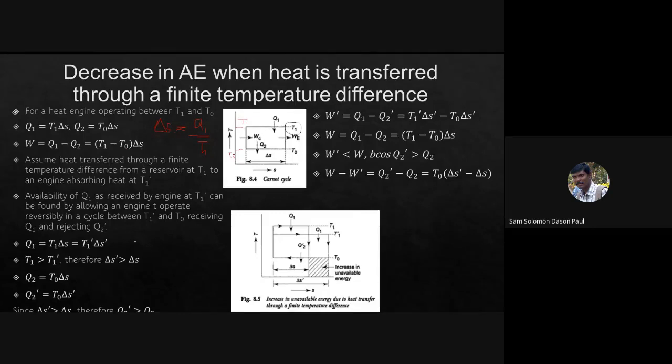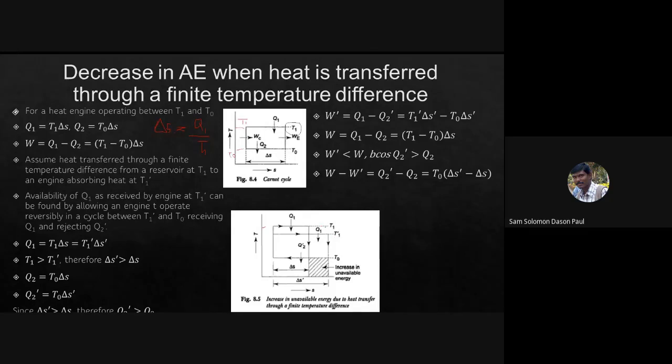Okay. And now we are talking about heat transfer through a finite temperature difference. So now I have an amount of heat in my hand, say Q1, say 500 kilojoules of heat. At a particular temperature T1, let's say T1 is 400 Kelvin, and T1 dash is at 350 Kelvin.